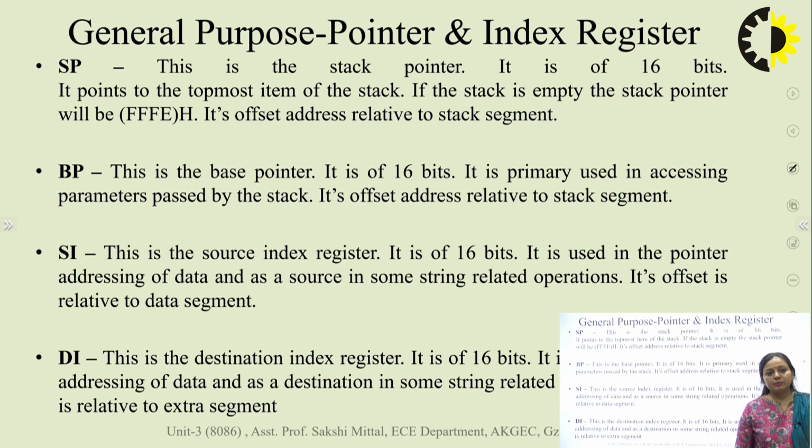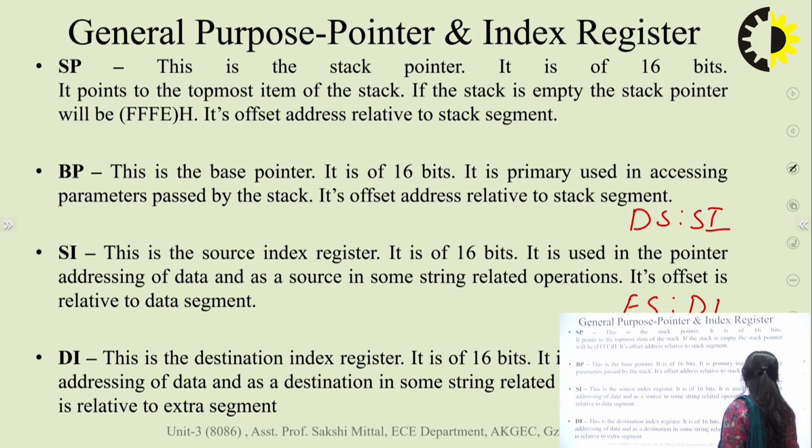Then next is the BP, the base pointer. It is again 16 bits. It is primarily used in accessing the parameters passed by the stack, and it is also used for holding the offset address for the stack segment. Then SI, the source index register. The size is again 16 bits and it is used in addressing of data and as a source in some string related operations. If you have a string, that means you have 2 arrays, a source and a destination array. So for string operations, your data segment along with SI will act as the source, and the extra segment along with DI will act as the destination.